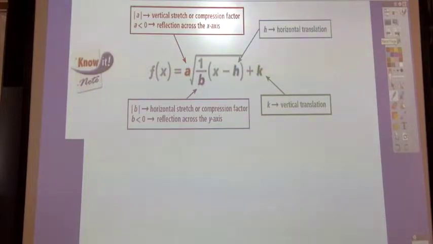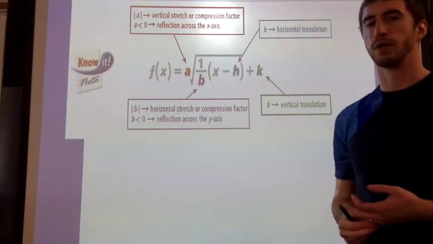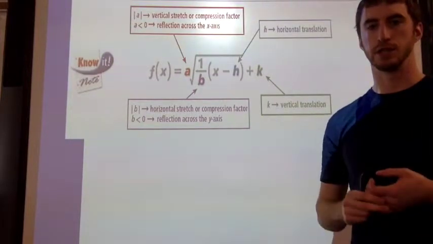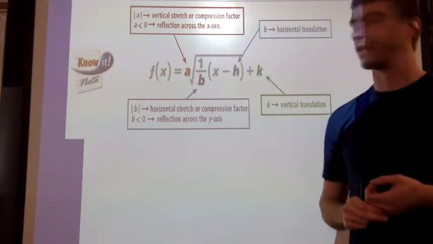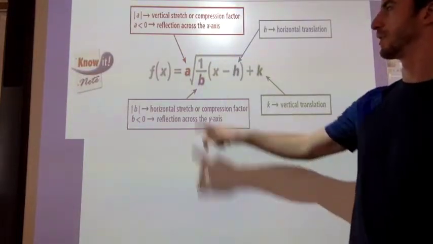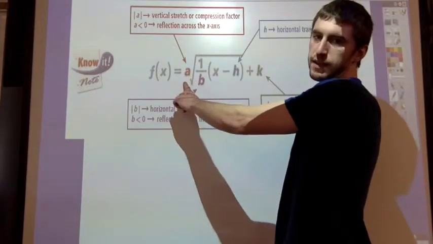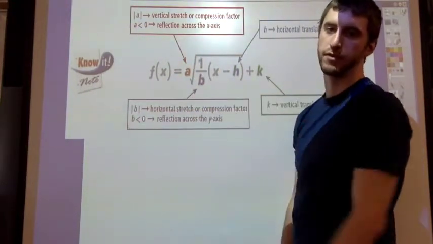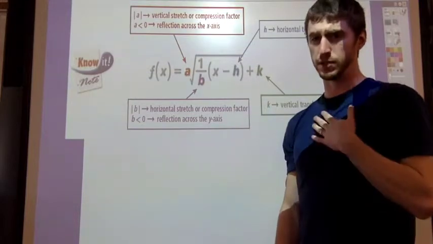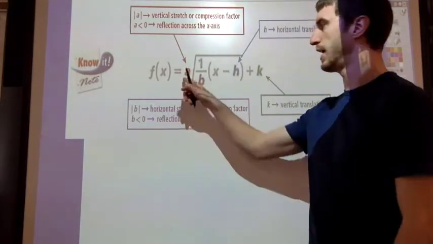Okay, this is a formula for the different transformations of a radical function. And this should be pretty familiar. We've got f of x equals a. A is the coefficient on the outside of the radical. That's going to tell you if it's a vertical stretch or compression. That's what your a is.